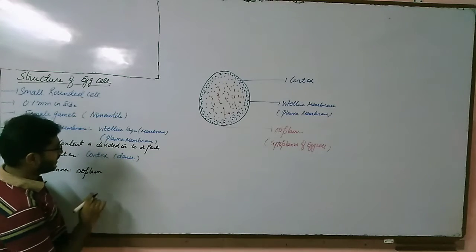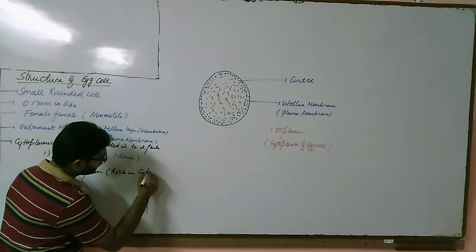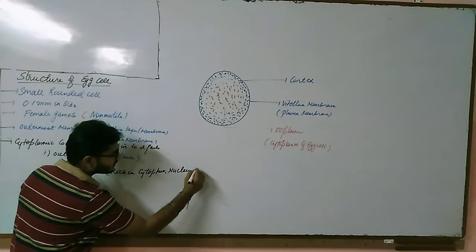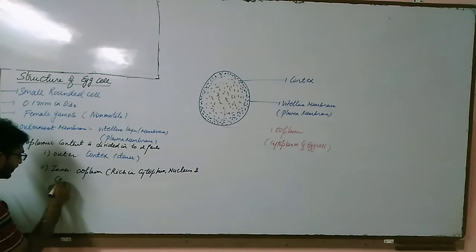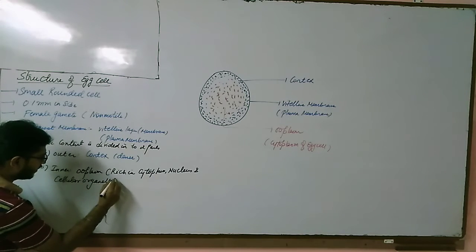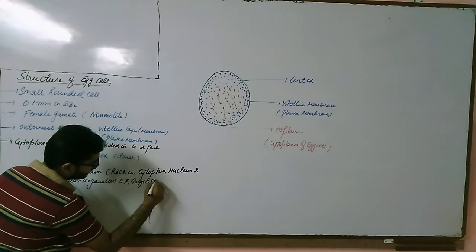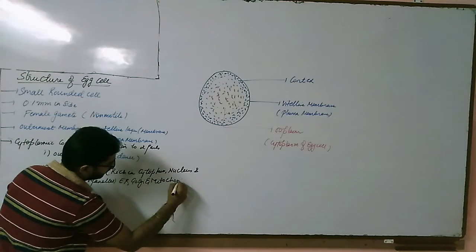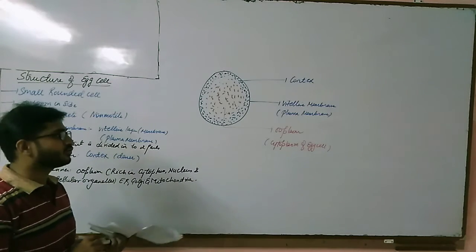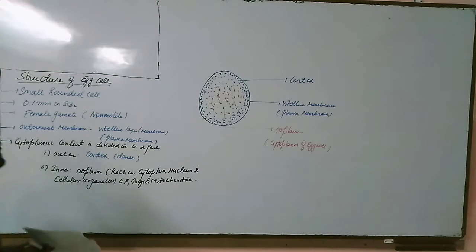This region is rich in cytoplasm, nucleus and other cellular organelles like endoplasmic reticulum, Golgi and mitochondria. Right? So outer is cortex, inner is what we call ooplasm. Right? Now talking about the nucleus.